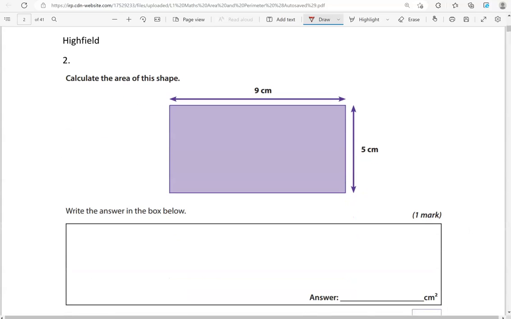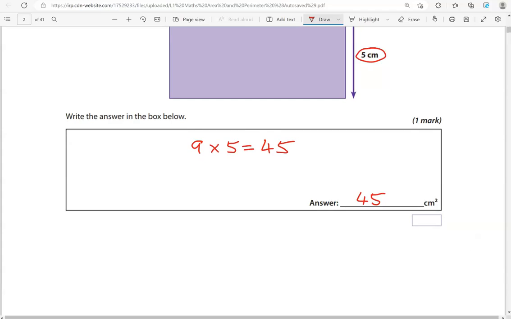Calculate the area of this shape. So the area is worked out by multiplying length by width. Length is 9 centimeters, width is 5 centimeters. So we're going to do 9 times 5, which is 45. So this is 45 centimeters squared.